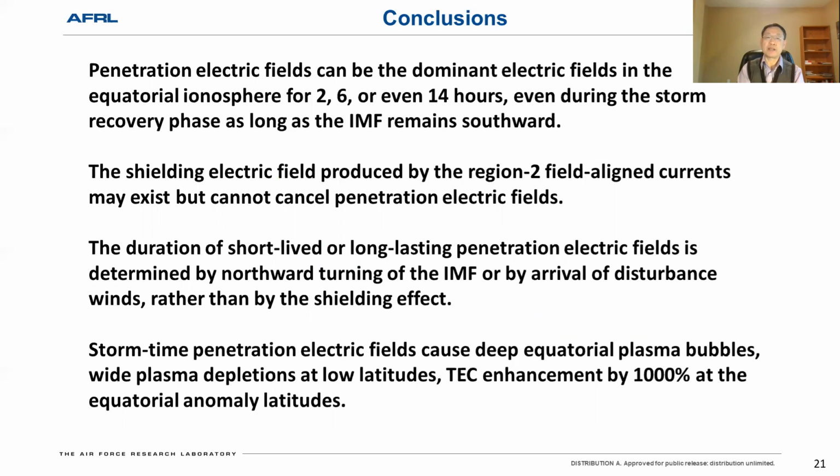Slow-time penetration electric fields cause deep equatorial plasma bubbles, wide plasma depletions at low latitudes, and the TEC enhancement by 900% at the equatorial anomaly latitudes. So that's all I present.